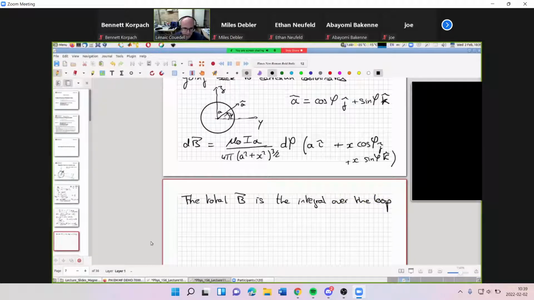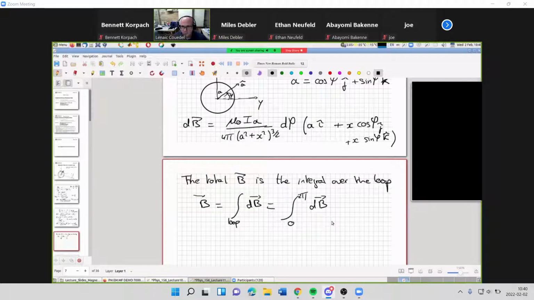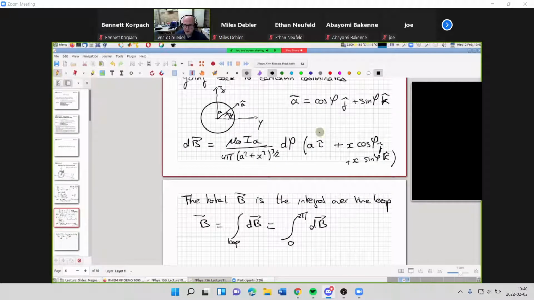Okay, so I have B equal to the integral over the loop of dB, which is the integral from 0 to 2 pi, because the angle phi can vary from 0 to 2 pi. So you go all around the loop of dB. And here, that's where I can simplify everything.